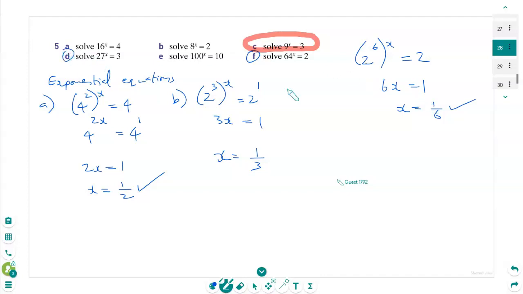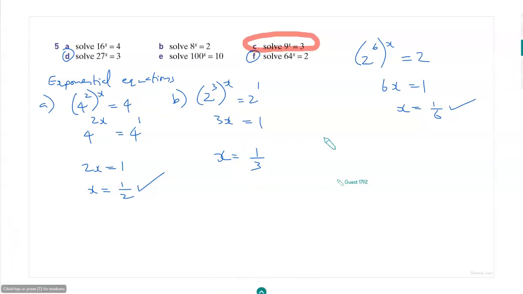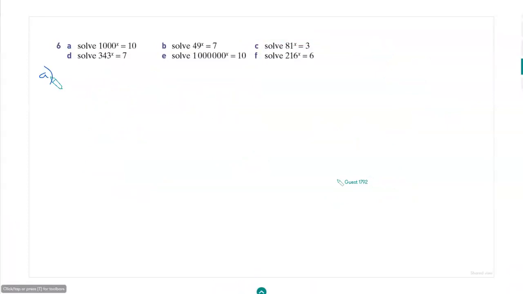How about D? 3 to the power 3 whole raised to x equal to 3, right? Yes. 3x equals 1, so x equals 1 over 3. Very good. Can you try A? 10 to the power of 3. Yes, 1000 means 10 to the power 3, so that's 10 to the power 3 raised to x. Very good, x equal to 1 over 3.